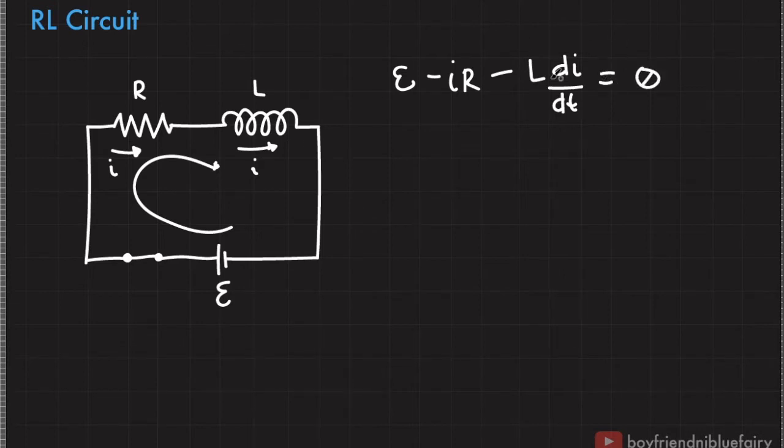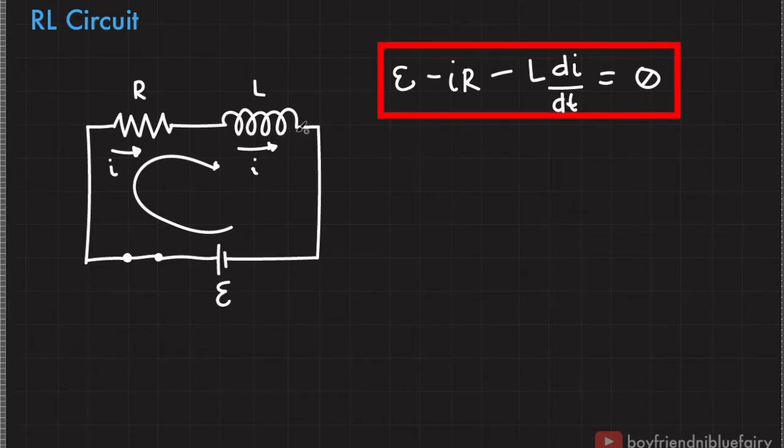Recall that from our Kirchhoff's loop rule for inductors, when you have an increasing current, the potential across the inductor is negative. So this is our working equation, and I'd like to derive an expression for the time evolution of the current in this circuit.